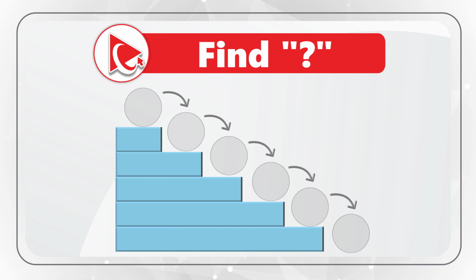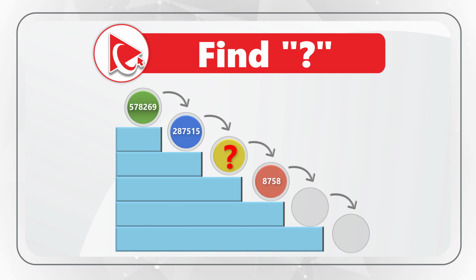In the top position, it's a green ball inside, and it has the numbers 5, 7, 8, 2, 6, 9. Then as it rolls, it becomes a blue ball, and the numbers change to 2, 8, 7, 5, 1, 5. Then it becomes the yellow ball with the missing number. As it continues, the numbers we see are 8, 7, 5, 8 in the pink ball. As it rolls, we see the brown ball with the numbers 7, 8, 1, 3. And then as it continues to roll to the last step, it's a purple ball with the numbers 8, 7, 4 inside.